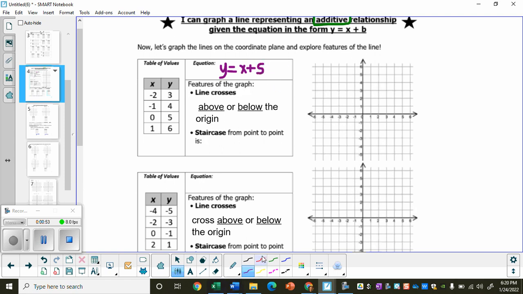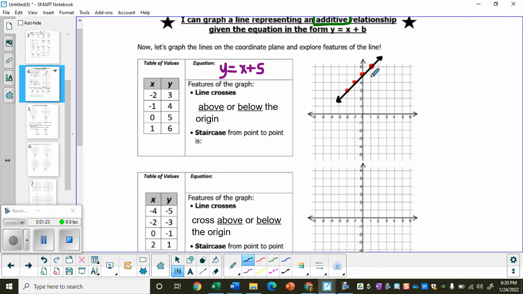And we're going to start out, like I mentioned, with our training wheels on by just plotting these points. So if I go back to up 3, there's the first point plotted. If I go back 1 up 4, I've got that point. If I go 0, 5, I'm right here on the y-axis, and over 1 up 6. All right, cool. Let's connect those dots, and we should have a straight line. We're good to go. And let's take a look at some of the features of this graph.